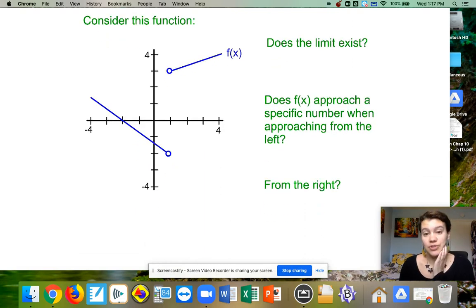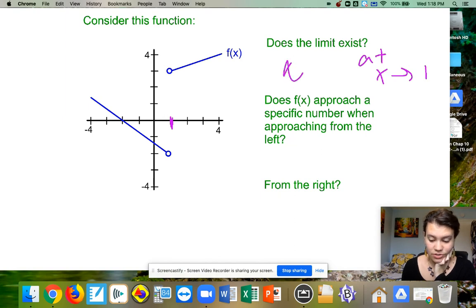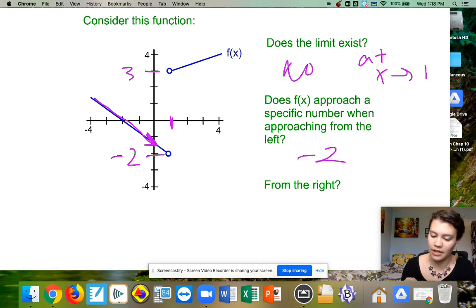Okay, so now looking at this function, first of all, does the limit exist at x equals 1? So right here, does the limit exist? The answer is no, because we get one number up here and one number down here. So approaching from the left or coming from the negative side, we're going to get -2. And if you come from the right or the positive side, you're going to get +3.